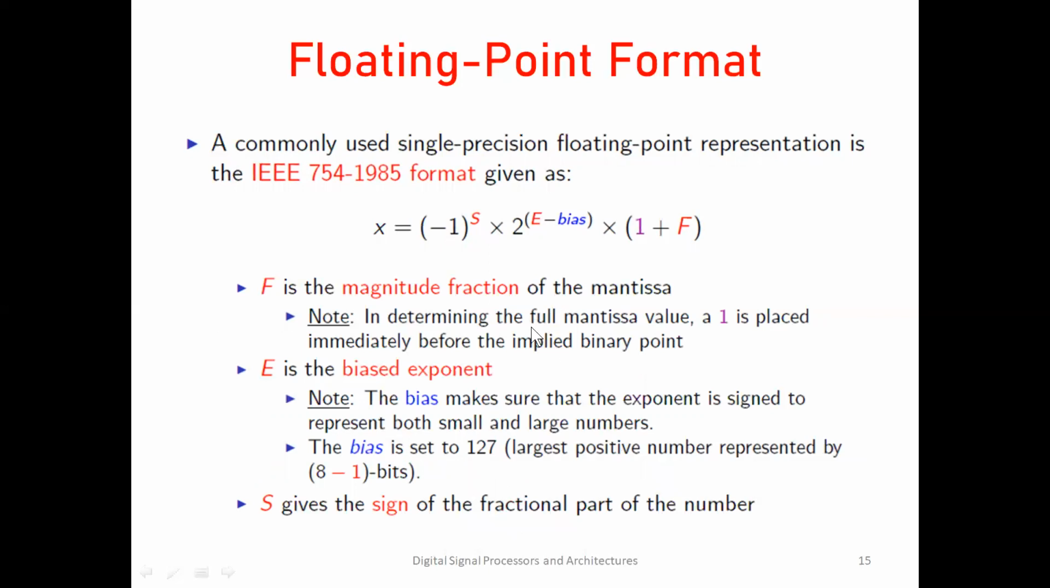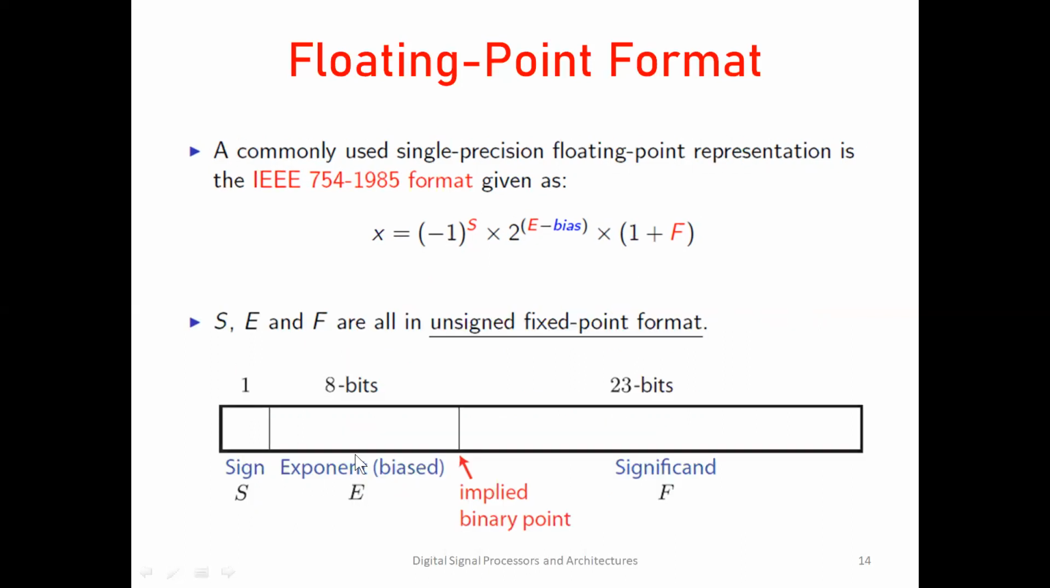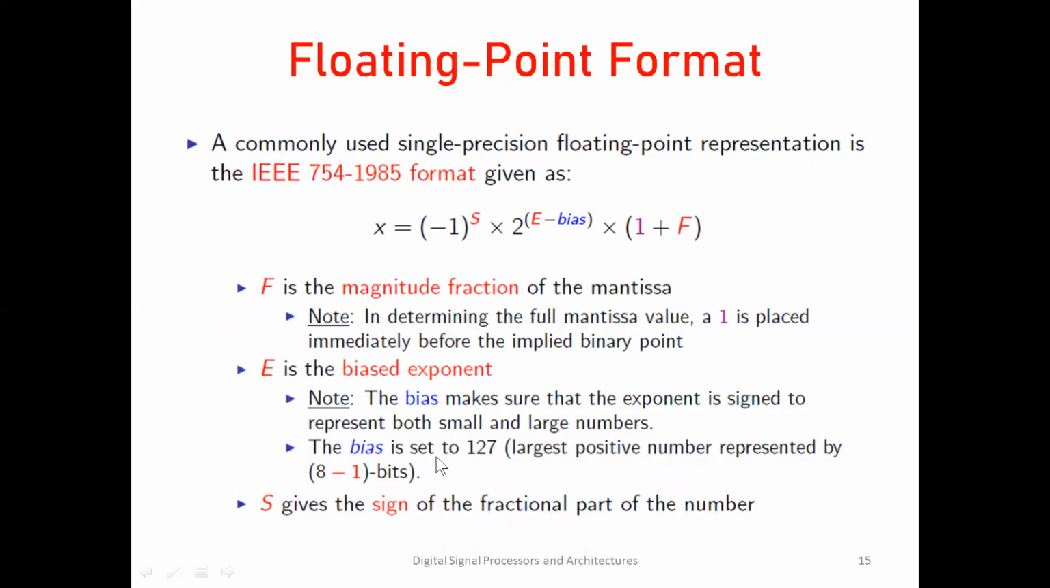So here, f, as I already told you, and e is the biased exponent. Biased exponent in the sense that the bias makes sure that the exponent is signed, to represent both small and large numbers. As here we have 8 bits for the exponent, you can see the bias is set to 127, because this is the largest positive number represented by 8 minus 1 bits. And s is the sign, representing the sign of the fractional part of the number.